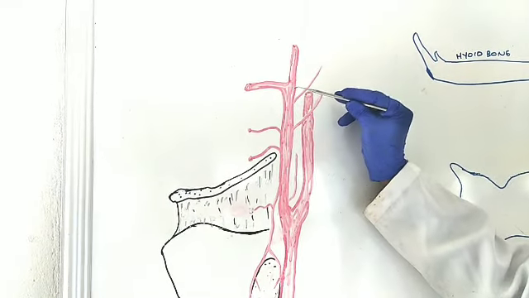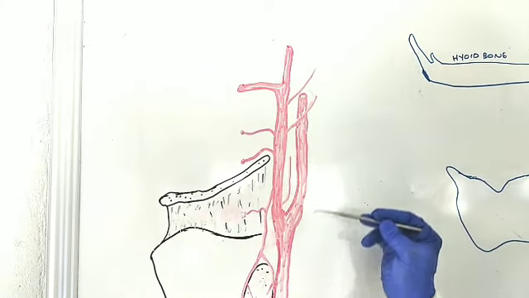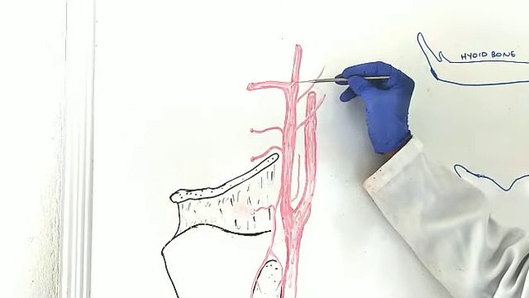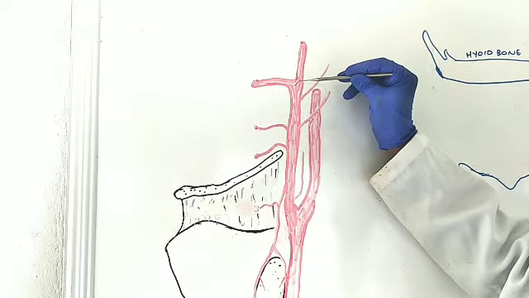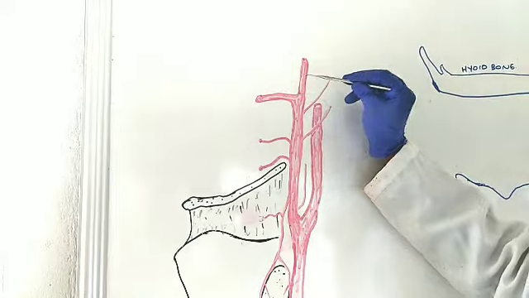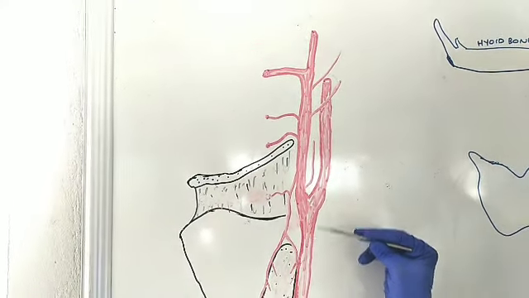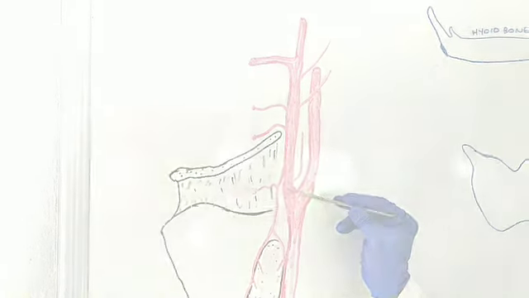Let us see the terminal branches. In fact, these terminal branches are not located in the carotid triangle region, but still we have to know. At the level of the neck of the mandible, the external carotid artery will divide into the maxillary artery and the superficial temporal artery. These two are the terminal branches. That's all about the external carotid artery and its possible branches.